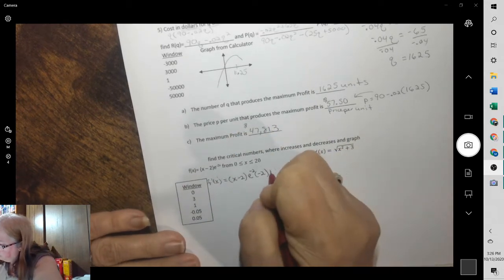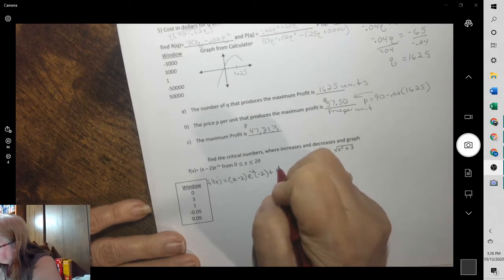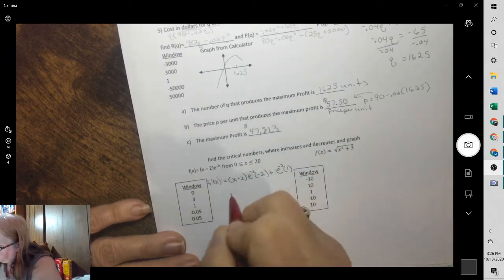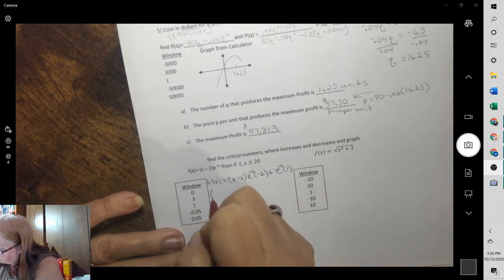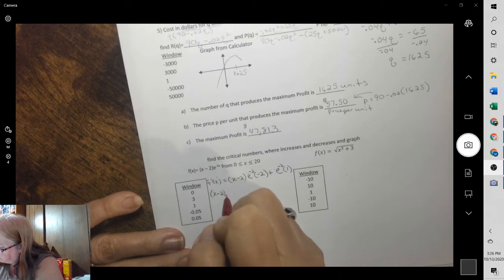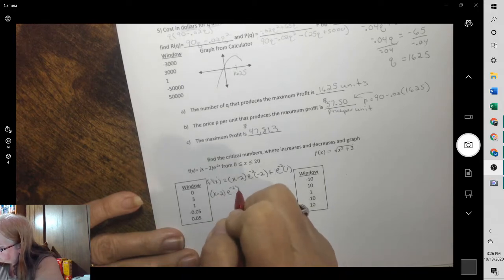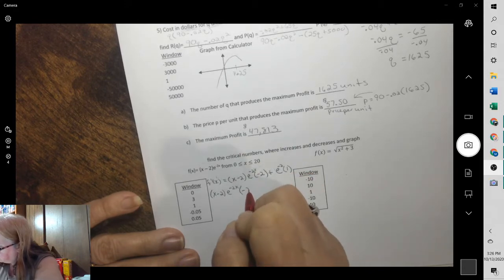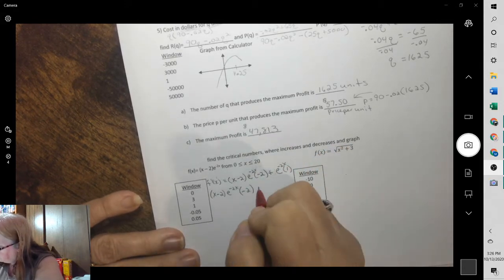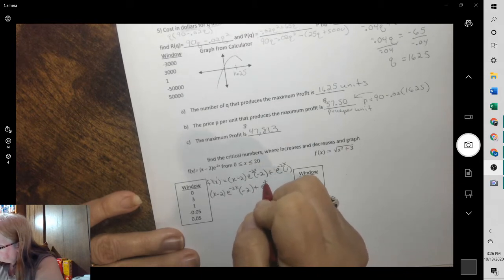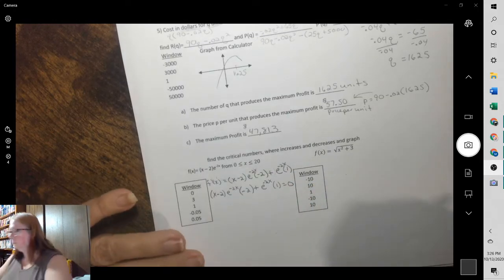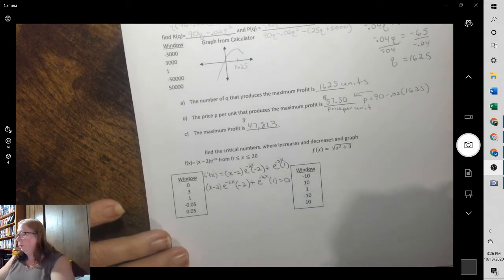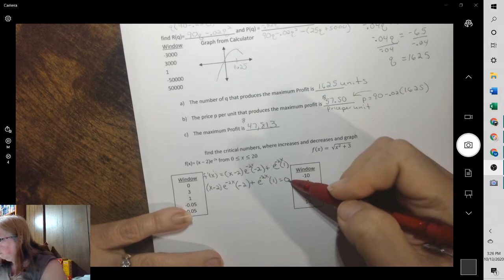Plus the second, e to the -2, times the derivative of the first, which is just 1. Now we want to set that equal to 0. So I just rewrote it so you could see it a little better. But the first one is the derivative. This is to find the critical numbers.